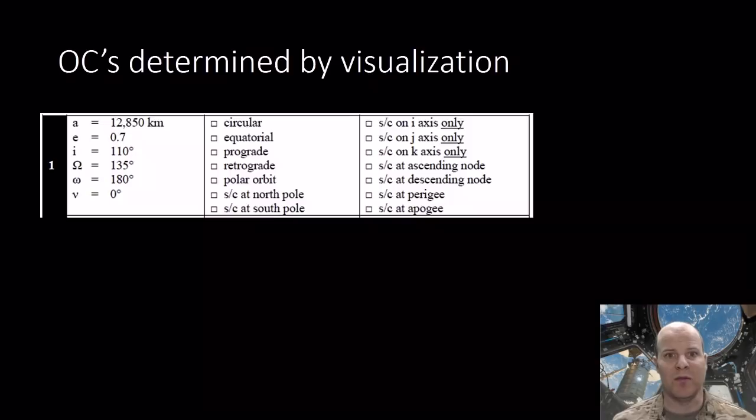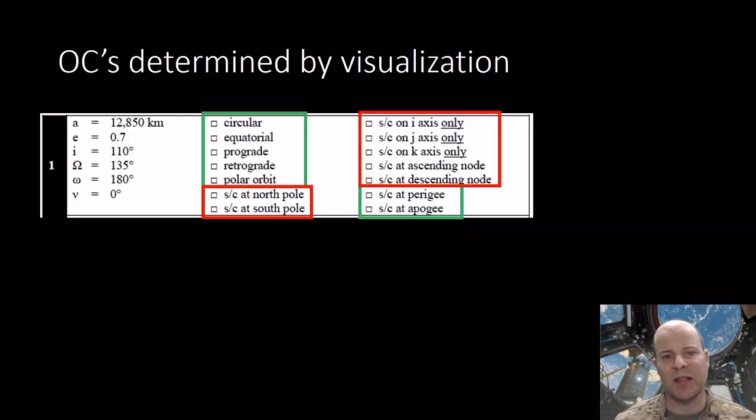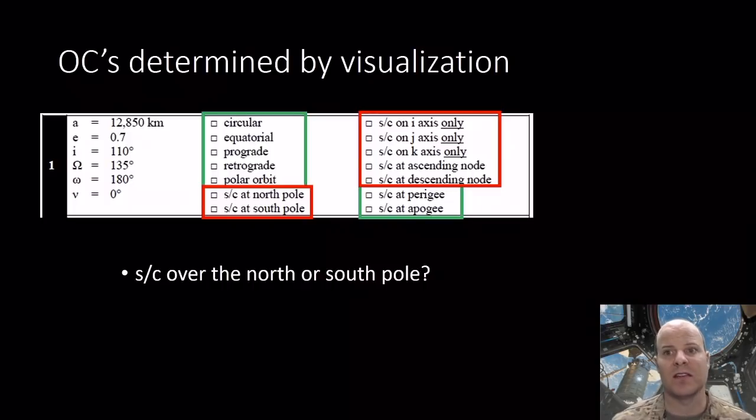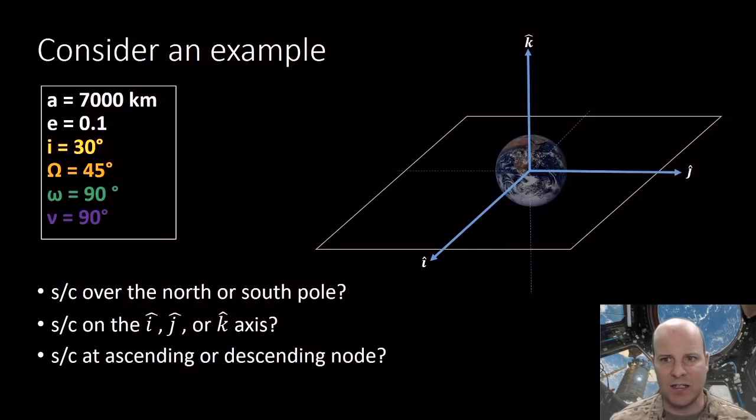This is what a box problem, is what we would call it, might look like, where I give you several different classical orbital elements over on the left, and then I ask you to check different boxes. Is the orbit circular, equatorial, prograde, retrograde, etc.? All the ones that are boxed here in green are ones that I told you you can basically determine based on definition alone. These red ones, however, are something that you might want to use some sort of visualization tool to aid your understanding and be able to imagine where the spacecraft actually is. And those are namely, is it over the north or south pole? The I, J, or K axis questions, and then the ascending and descending node.